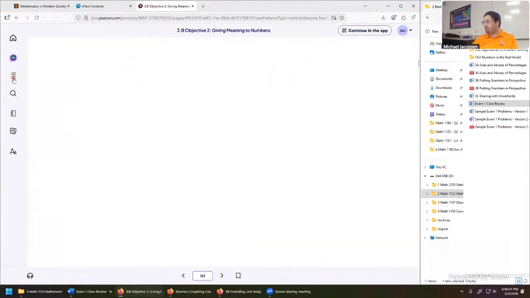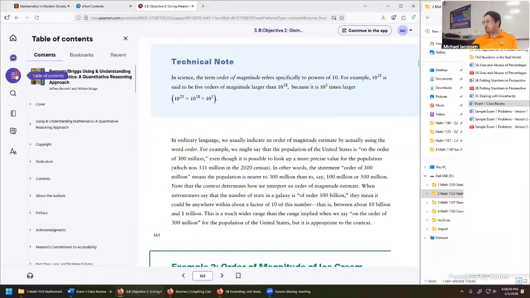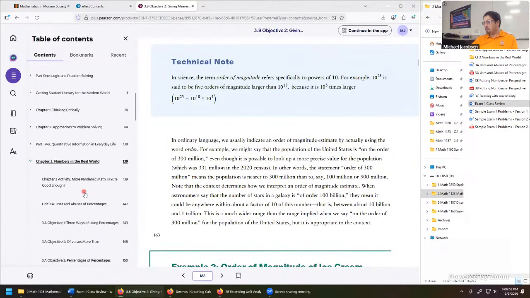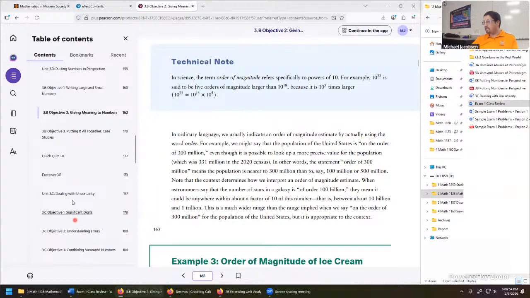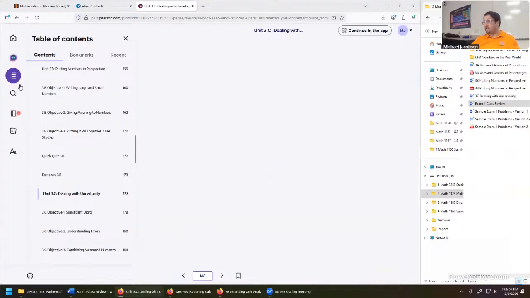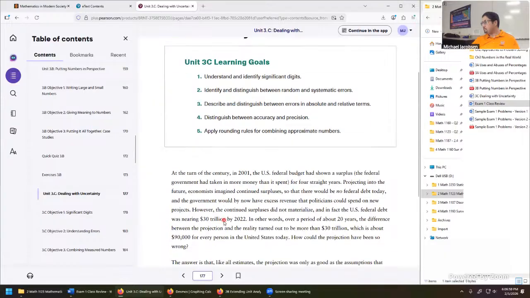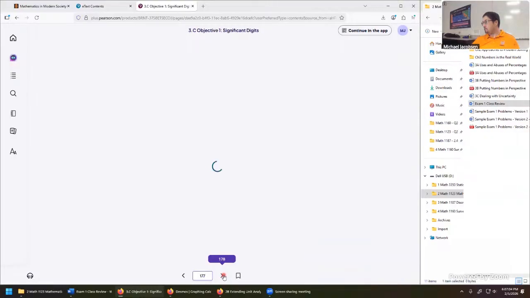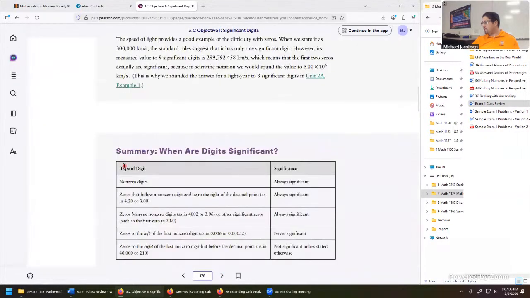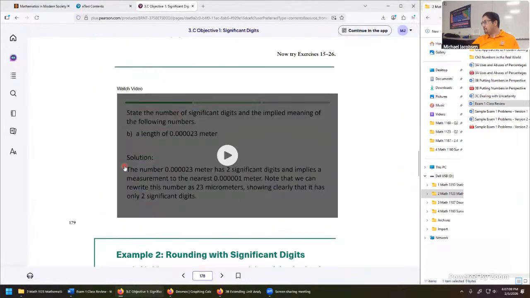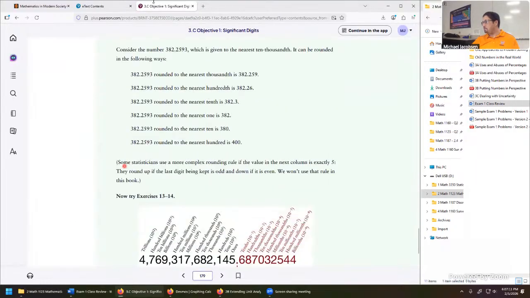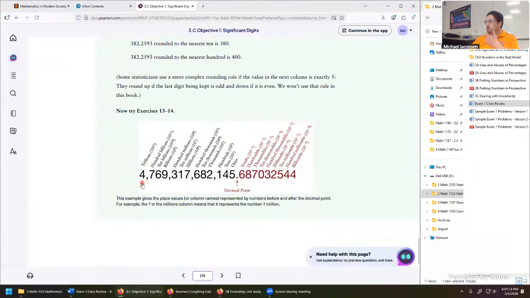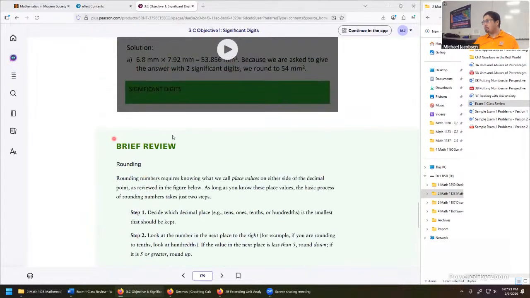Yeah, let me move over to 3C. So there's 3A, 3B, 3C finally, uncertainty. And in this unit, we have significant digits defined. Oh, this goes beyond the exam. Sorry. Even though this one's not on the exam, I felt like this was a pretty nice table to have as well. So look for these little boxes that say brief review.